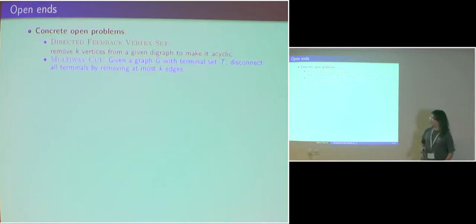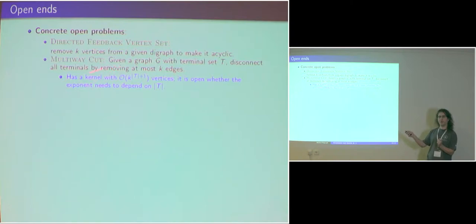Good. Another example is this multiway cut problem. This is another cut problem. You are given a graph with a subset of terminals, and you want to pairwise disconnect the terminals from each other using deletion of at most k, say, edges. So this problem has a kernel with the number of vertices depending on t in the exponent. And whether this can be avoided is also a notorious open problem.